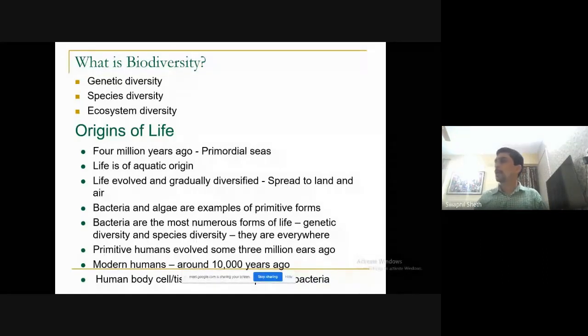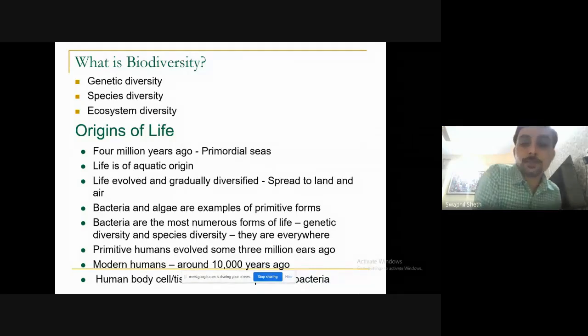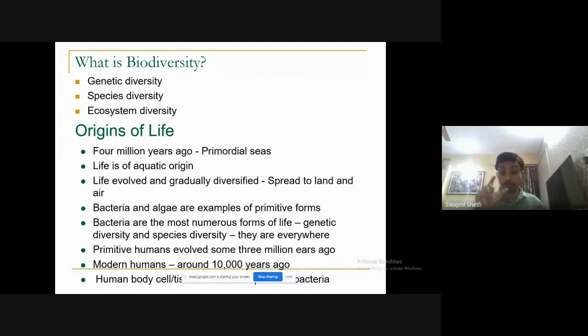That history and science always help us understand that life evolved and gradually diversified, spread to land and air, and then it is in connection with the land and air. That is why in the first slide I also showed the biosphere. That means where there is air, there is water, there is soil. So life is possible there, and that is why it is called a biogeographic system or a biosphere.